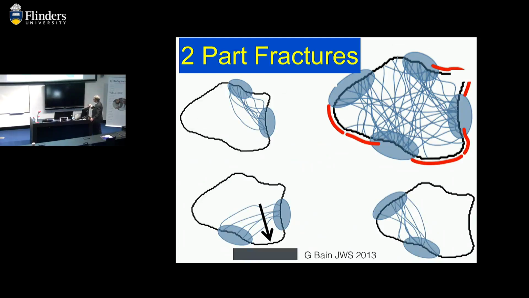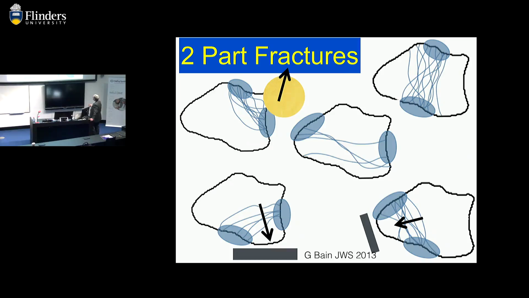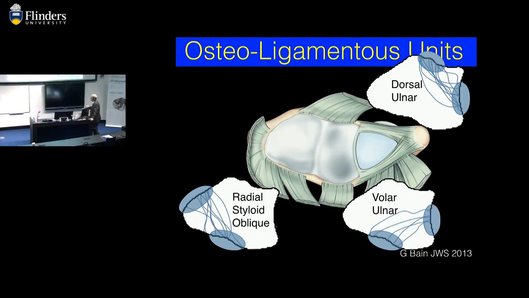So if we look at our two-part fractures and we think about how we might manage them, clearly we need to buttress this type of fracture. These may be associated with instability of the dorsal radius, distal radioulnar joint. Again, we may need to buttress these and provide stability for all of these types of fractures.